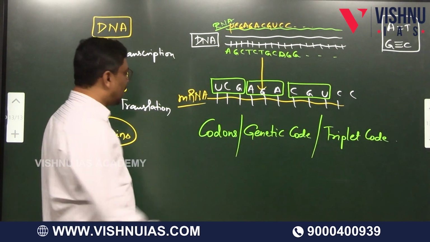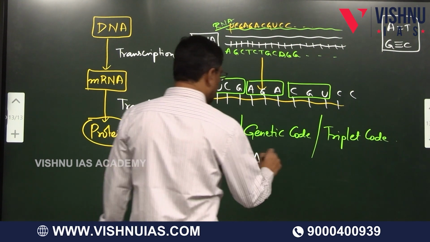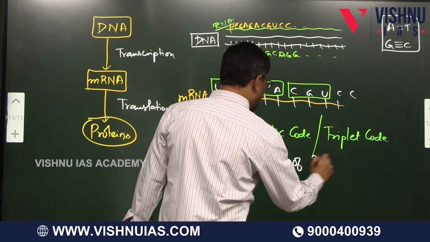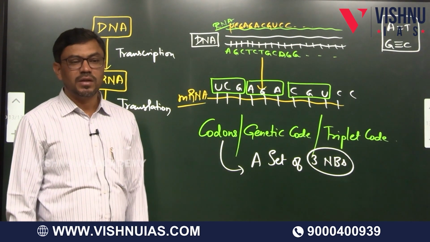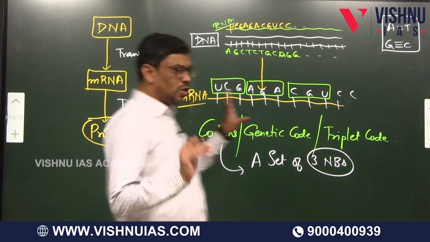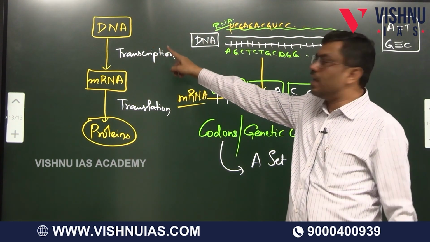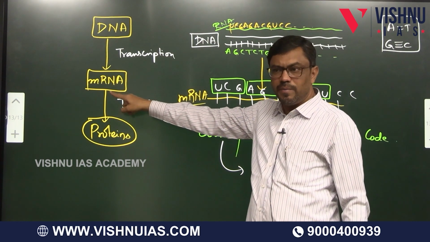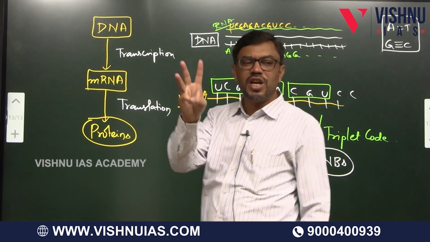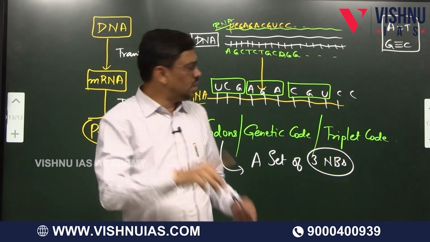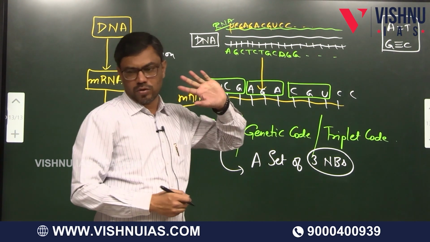Got it? So what is that genetic code or triplet code or codon? A set of 3 nitrogen bases forms a codon or triplet. Okay, just to remember. So the genetic information present in the DNA will be expressed in the form of mRNA. In mRNA, the genetic information will be stored in the form of a set of 3 nitrogen bases. This set of 3 nitrogen bases we call codons or genetic code or triplet code.